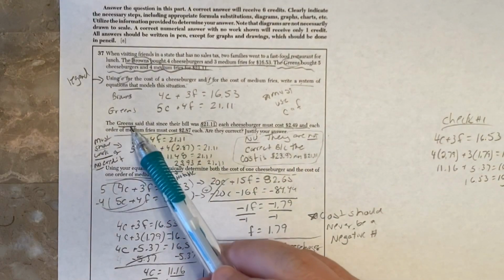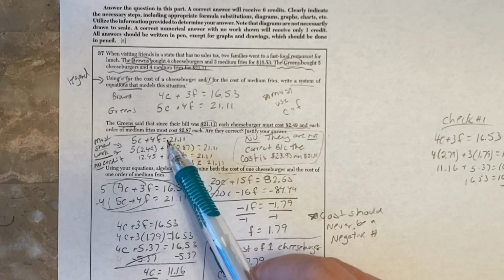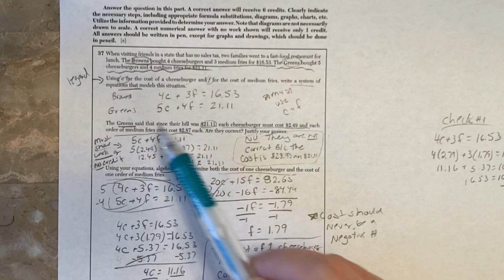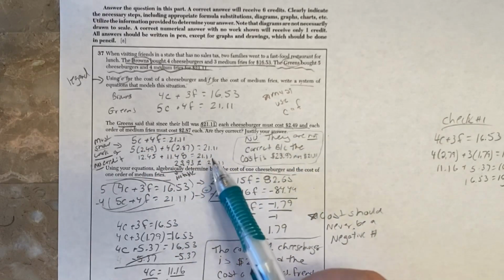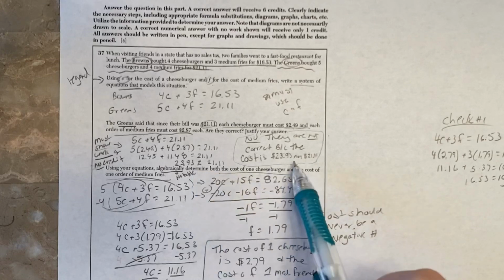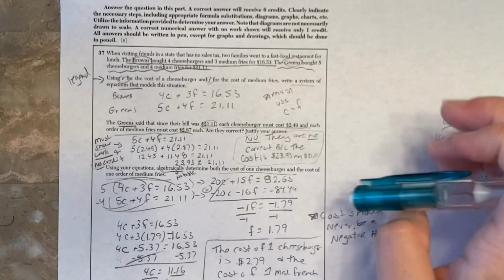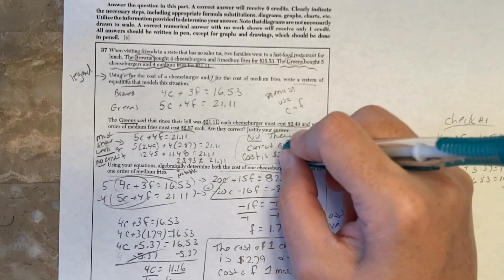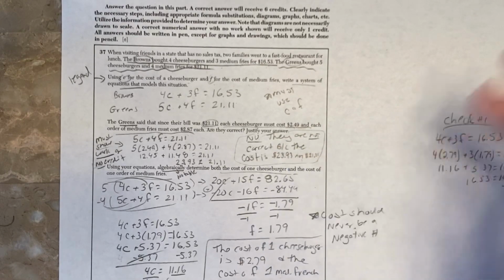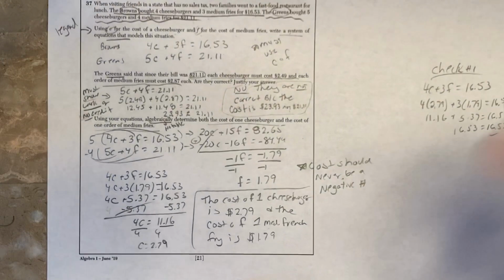So talking about the Greens, use the Greens' equation. Plug in what they think it is. Cheeseburger, $2.49, French fry, $2.87, and just solve it. And no, they're not correct because the cost is actually $23.93 and not $21.11. So that's why they are not correct. Okay, that should be 93. All right, and last part of the Regents, almost done.